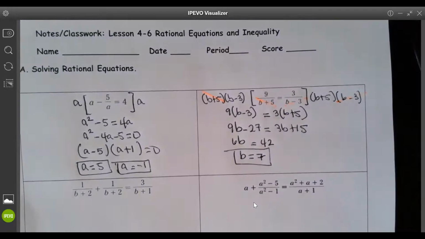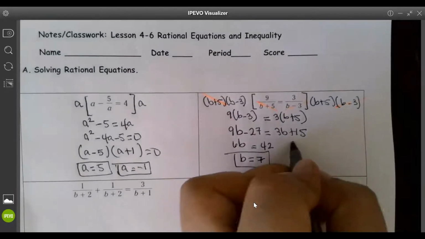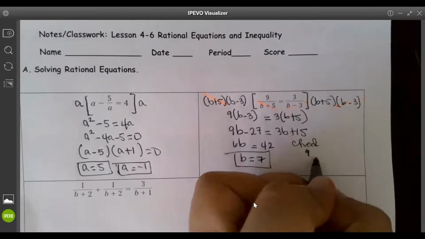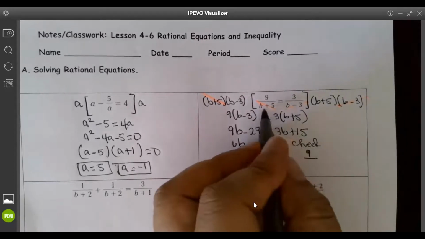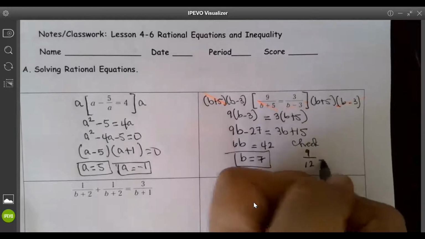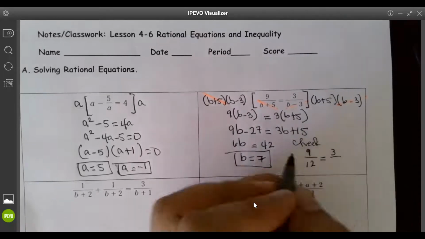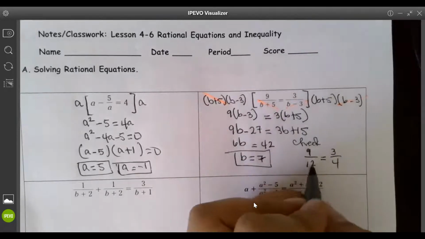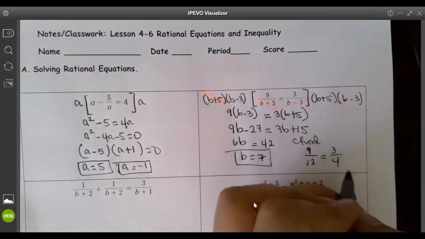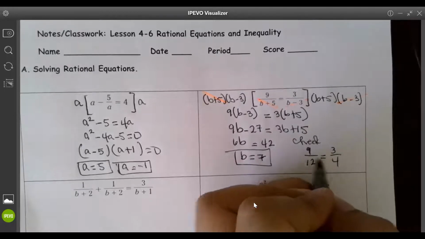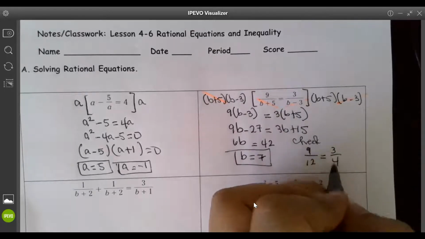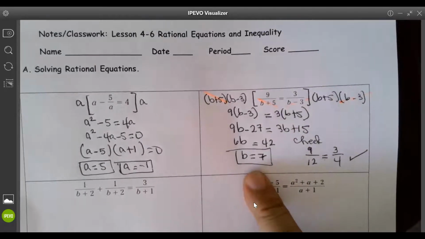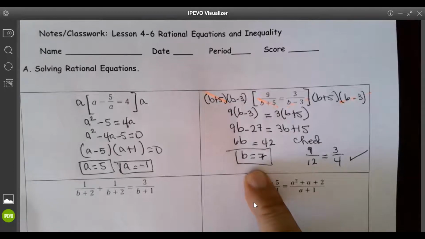So if we want to check, this becomes 9 divided by (B plus 5), with B as 7, 7 plus 5 is 12, equal to 3 over (B minus 3), 7 minus 3 is 4. Is 9 over 12 equal to 3/4? If you simplify 9 over 12, it is equal to 3/4. So the value of B is equal to 7.